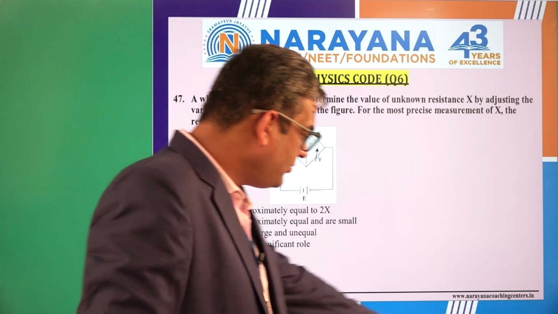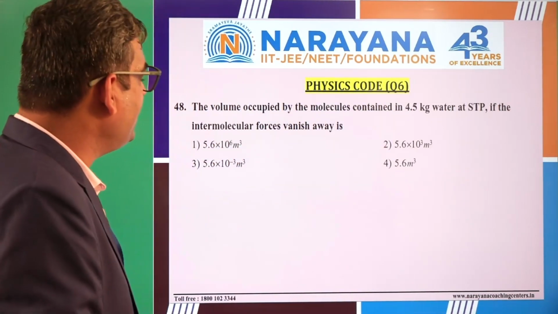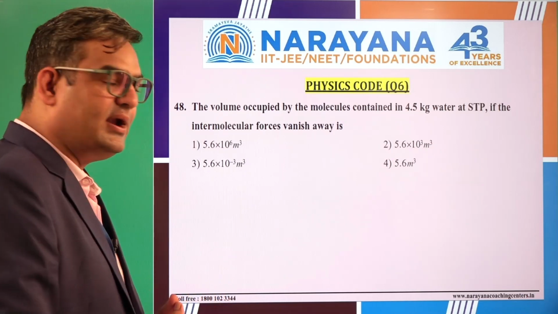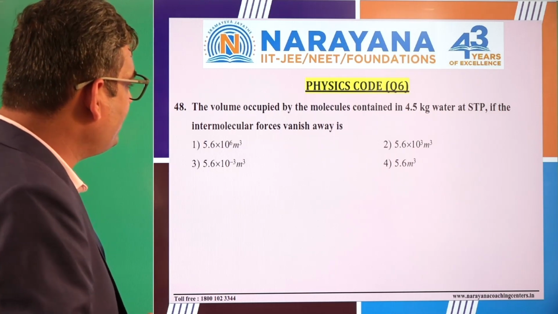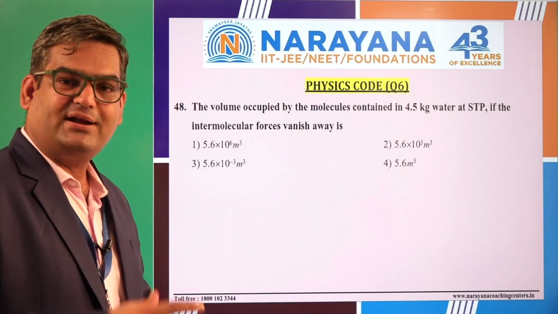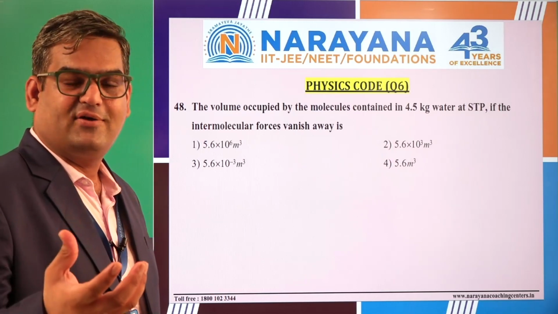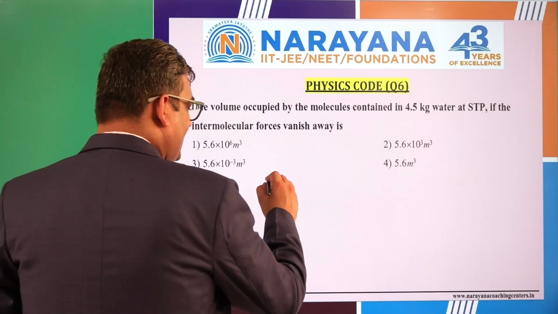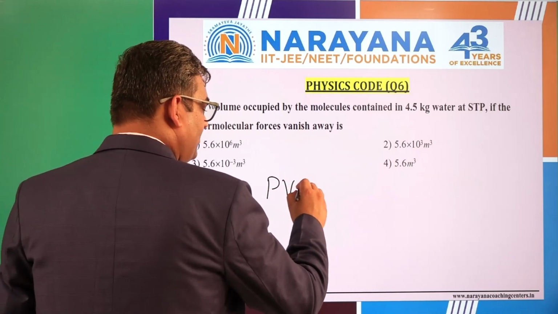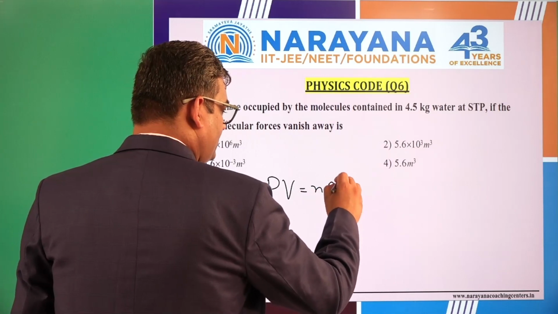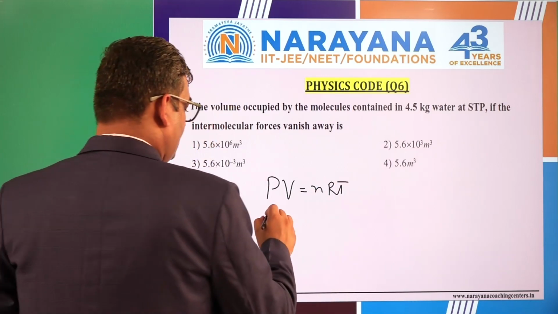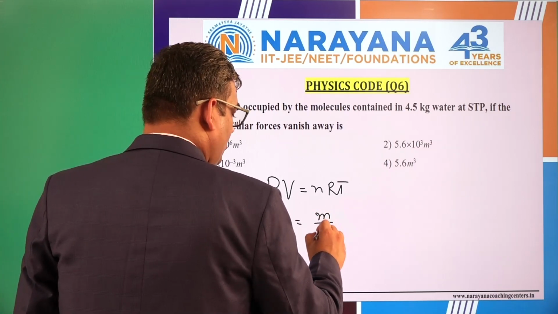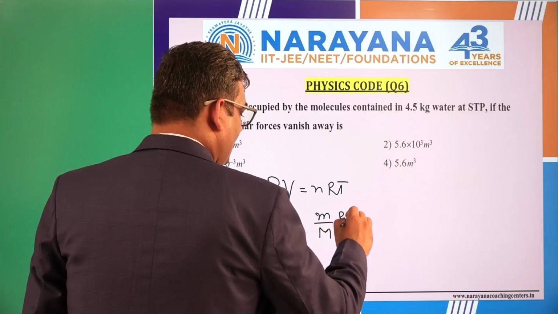Now, for the next question, question number 48: the volume occupied by the molecules contained in 4.5 kilogram water at STP if the intermolecular forces vanish away is. We know that intermolecular forces actually vanish when we talk about ideal gases. Now if we talk about ideal gases, then the ideal gas equation must be valid, PV equals nRT. Now pressure multiplied with volume should be equal to mass divided by molar mass multiplied with RT.